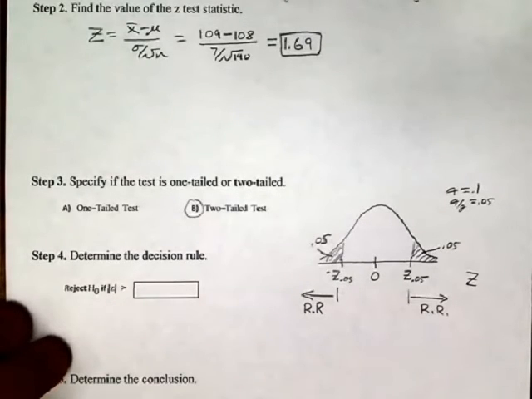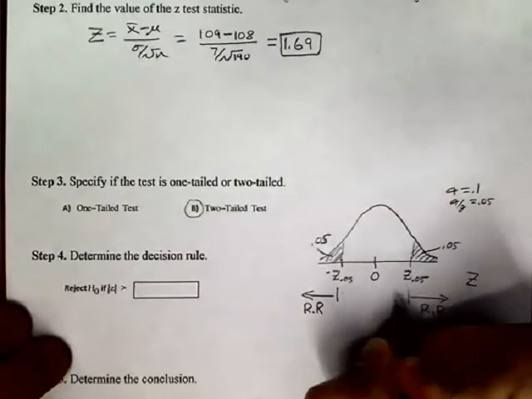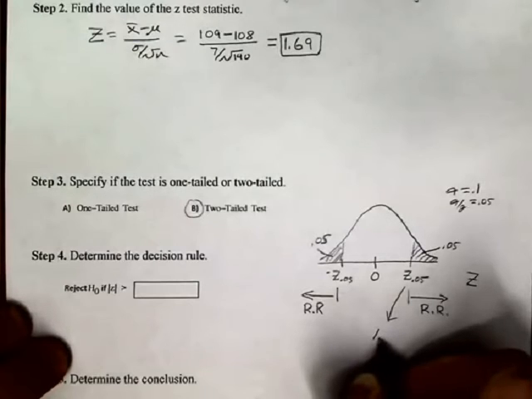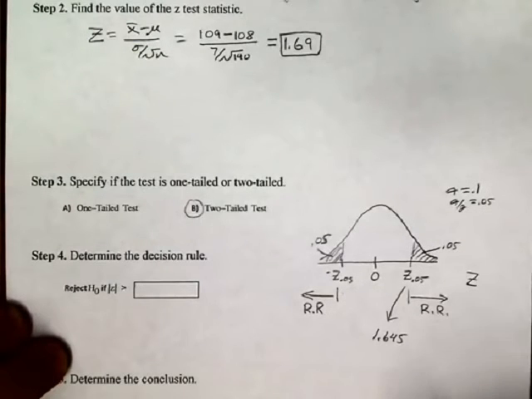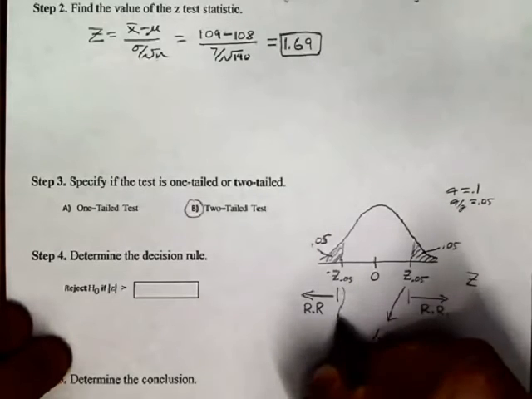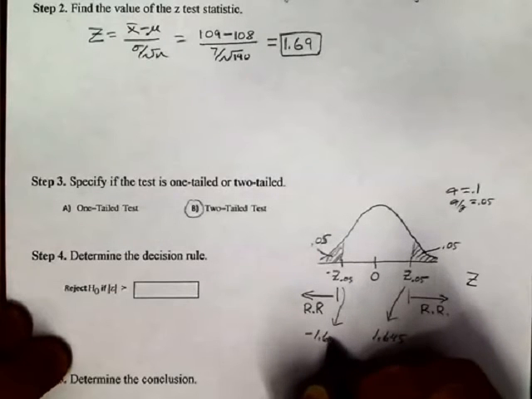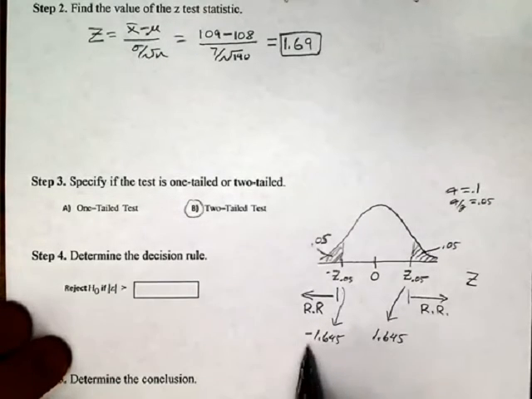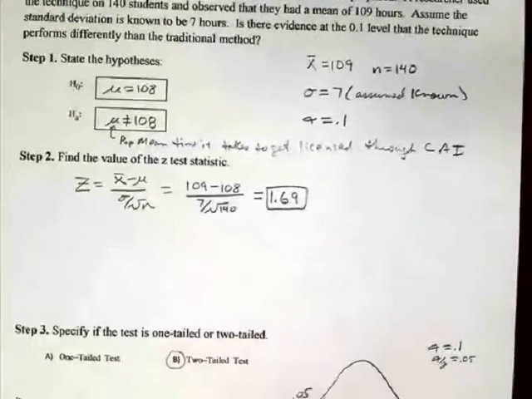Well, what is z sub 0.05? Well, we've done this several times, but this turns out to be 1.645 or 1.64, 1.65, either way will work. So this is negative 1.645. So what we're saying is if our test statistic is greater than 1.645 or less than negative 1.645, then we have enough evidence to conclude that this is not true. We have enough evidence to reject the null hypothesis.